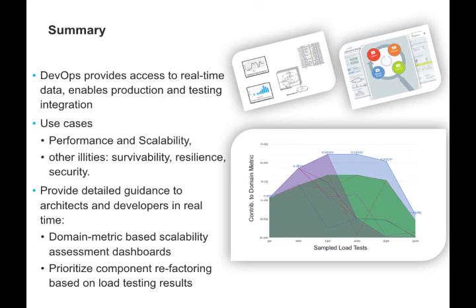The approach presented in this talk can be used to provide detailed guidance to architects and developers in real time by using domain metric-based scalability assessment dashboard and by doing detailed analysis of the components. We can support prioritization of components and also look into refactoring of components based on load testing results. As future research, we are looking to connect the multivariate analysis with performance anti-patterns.